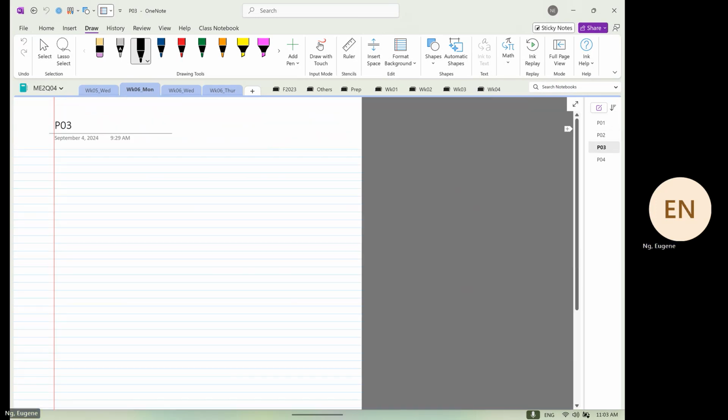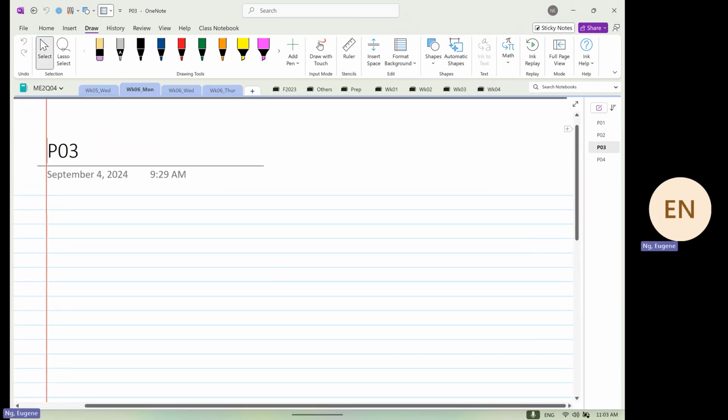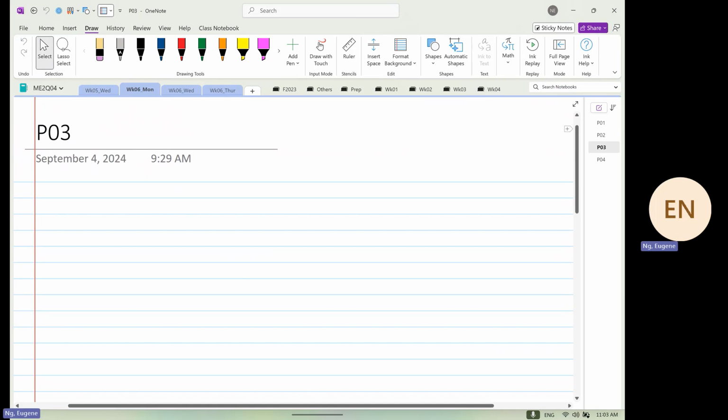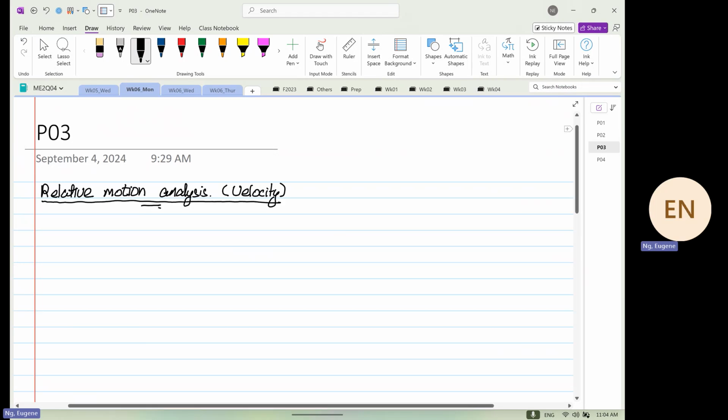So the next topic that we're going to consider is relative motion. We are going to first look at relative motion analysis, and we are currently going to focus on velocity first. Once we are done with velocity, acceleration is really, really straightforward.